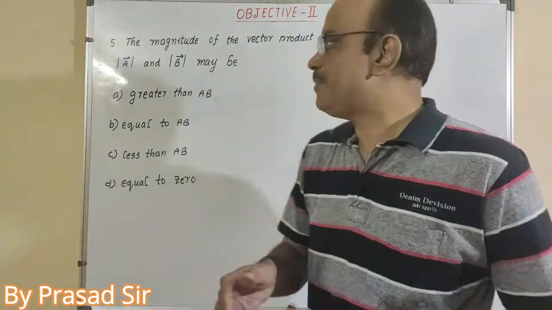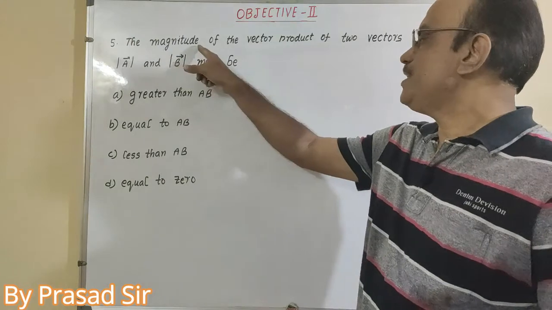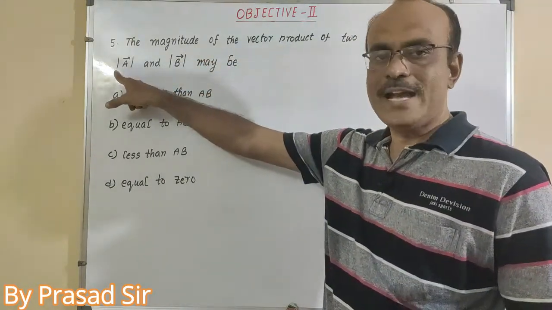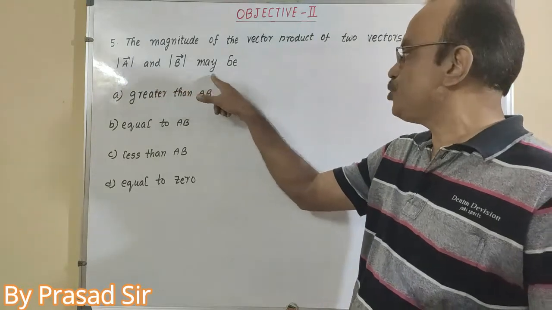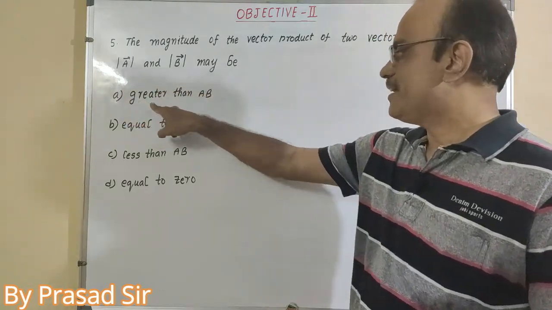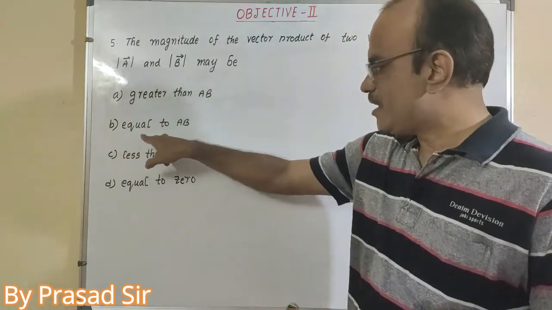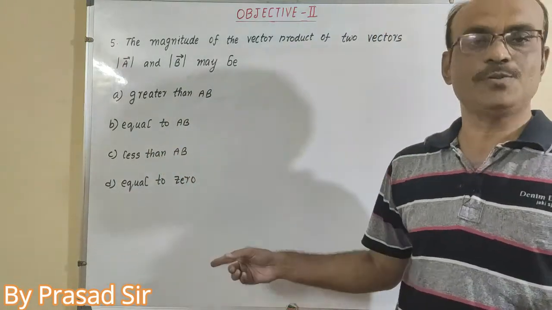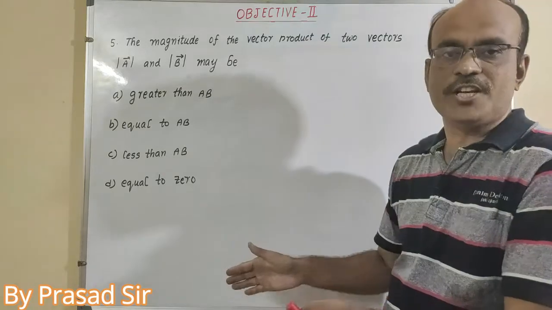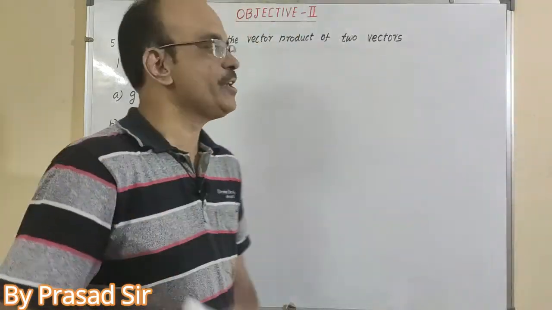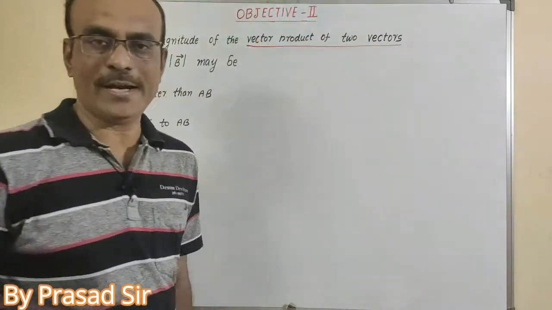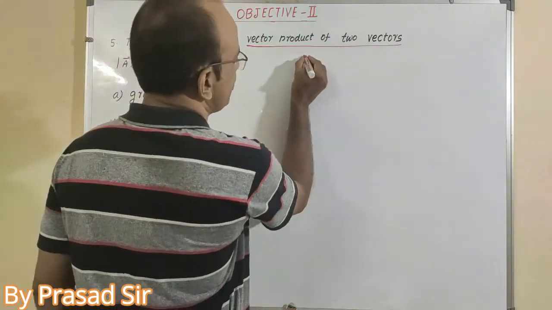Here is question number 5. The magnitude of the vector product of two vectors, A vector magnitude and B vector magnitude, may be: A, greater than AB; B, equal to AB; C, less than AB; D, equal to 0. To answer this question, first of all, observe here. This is the vector product of two vectors. Vector product means which one here?